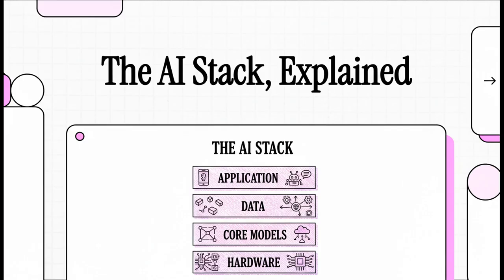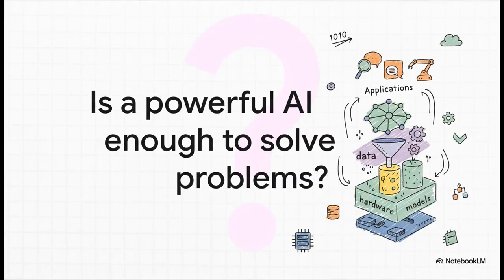We are going to look at the entire system, the full stack, that actually turns a powerful model into a tool that can solve real world problems. So let's just start with that big question right there. You get your hands on some amazing, top-of-the-line AI model, but is that really enough? And while that model is absolutely a critical piece of the puzzle, it's still just one piece. To make it truly useful, you've got to build a whole system around it.